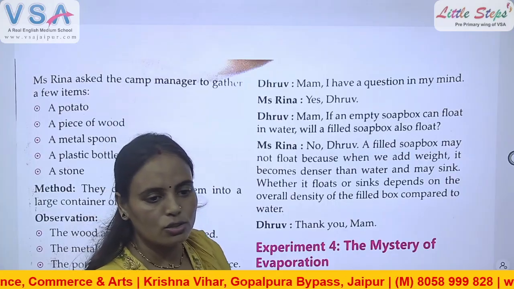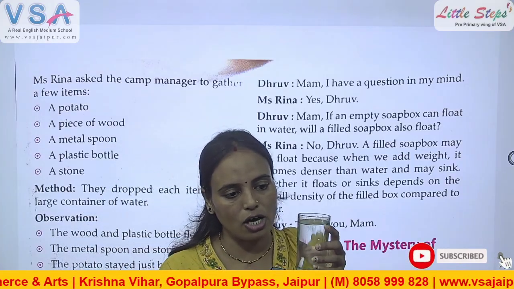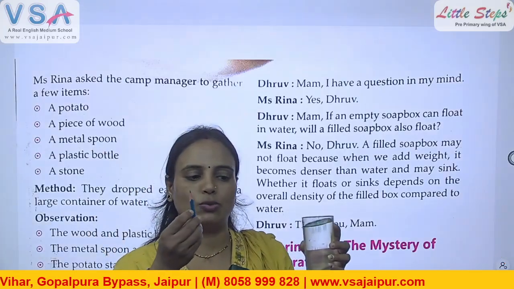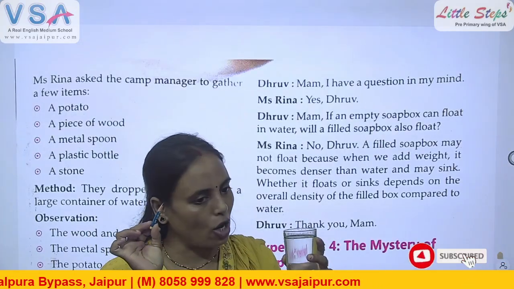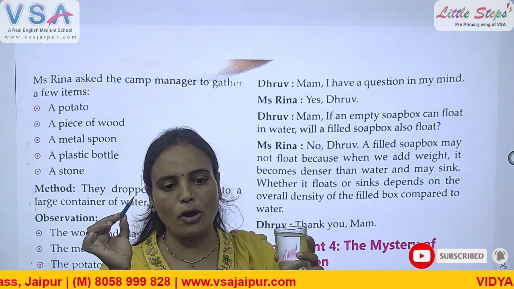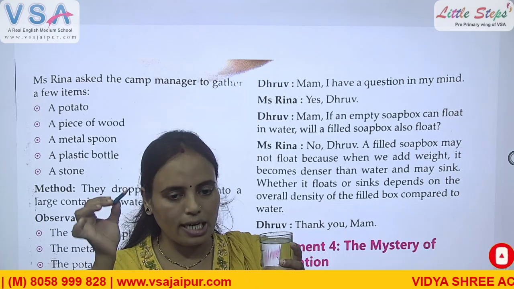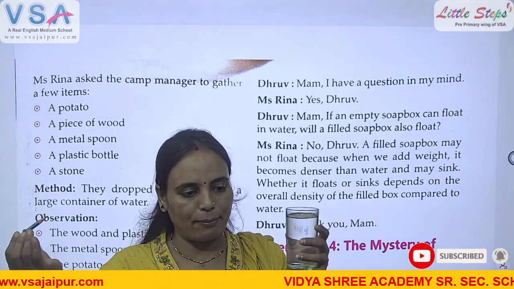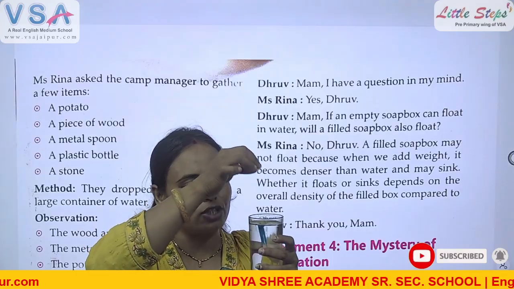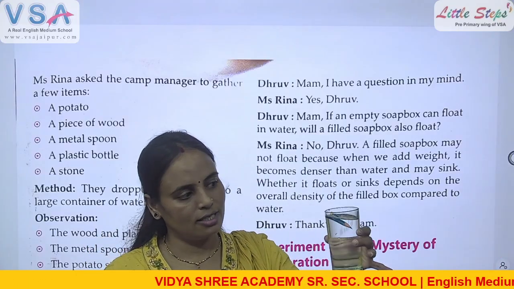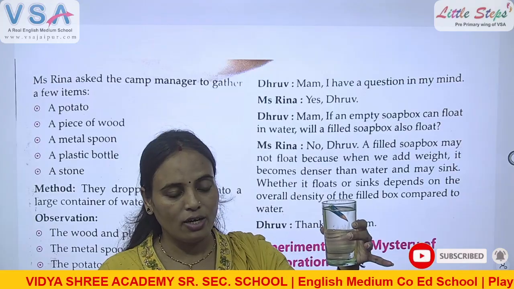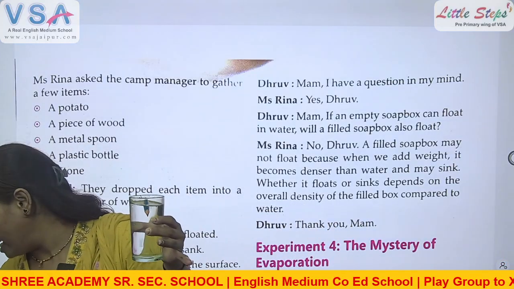Okay, so this is a glass of water. You see we have this one. What is this? It is a small pencil which is made of wood. Okay, let's put it in the glass. Let me see what happens. Okay, let's check. What happened, kids? It's floating, right?